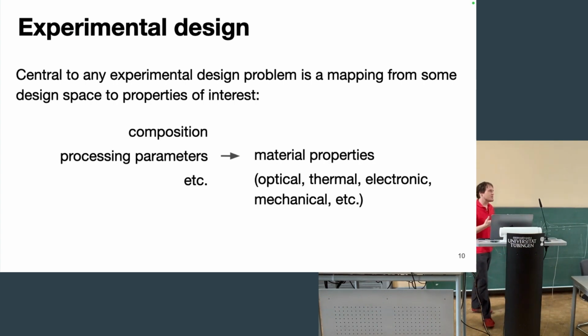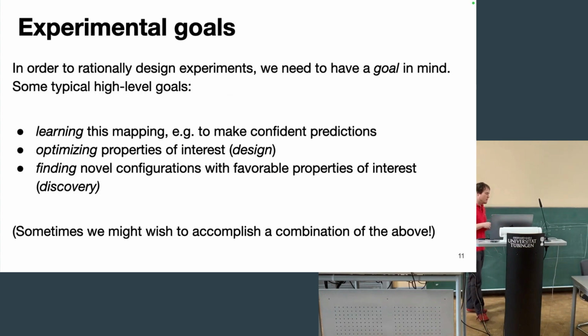In the context of something like material science, maybe the design space would be the composition of a material and the processing parameters under which we synthesize it, like temperature and pressure and things like this. And that's going to map onto some material properties that we can measure after synthesizing this material. So that could be optical properties or mechanical properties like strength and ductility and things like this. Again, we're mapping from the design space to these properties of interest.